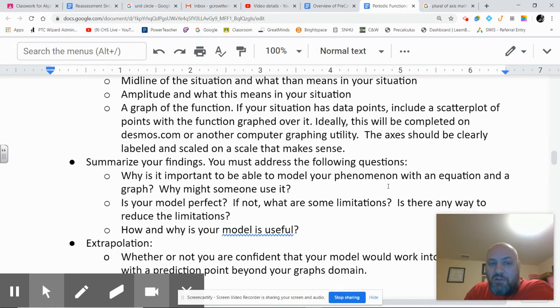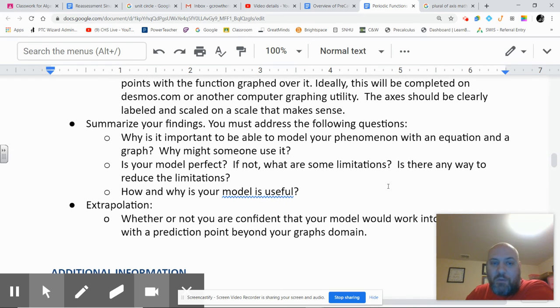Once you've got all that, you should be able to summarize your findings. Why is it important to be able to model your phenomenon with an equation and a graph? Why might someone use this? Do you believe your model is perfect? If not, what are some of the limitations? And is there any way to reduce the limitations? How and why is your particular model useful?